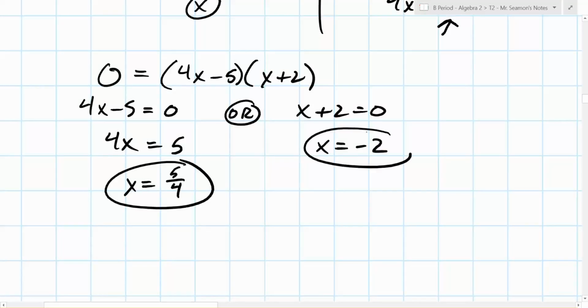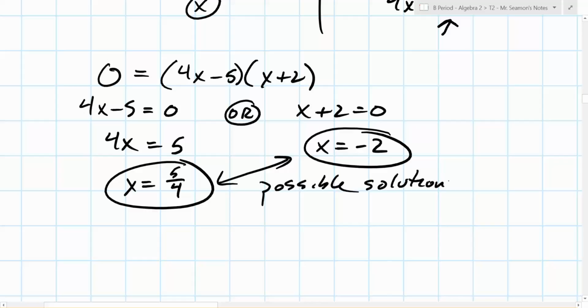So there are 2 here. What are these called now? Possible solutions. And what do you have to do at this point? Check. You have to check them. I'm not going to check them. You've done enough checking. Are you confident that you can check? I really like it when you use the equal sign and the question mark. I love that. Are they equal? Are they equal? Oh, look, they are. Therefore, it checks.